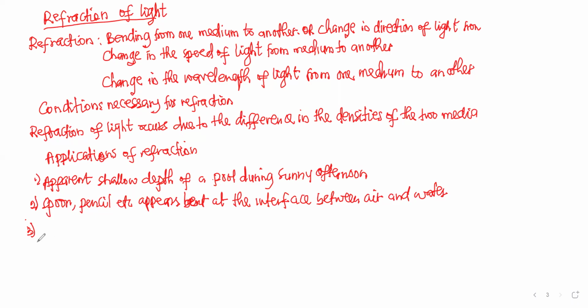Then mirage formation. Yes, Elikem: Sir, please, creating rainbow effects. Creating rainbow effect. Natural rainbow is due to both reflection and refraction. But you creating a rainbow effect using what? A glass prism. Yes. So when you are saying this, you must explain. Okay.